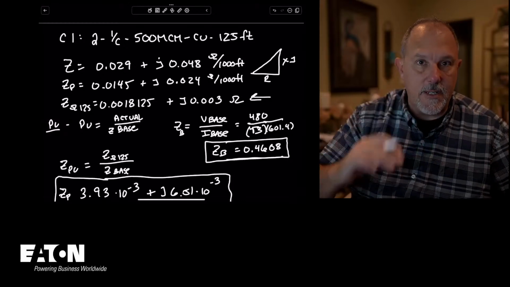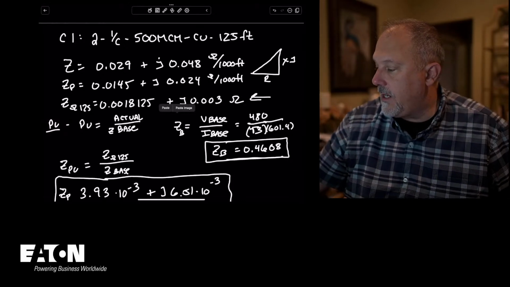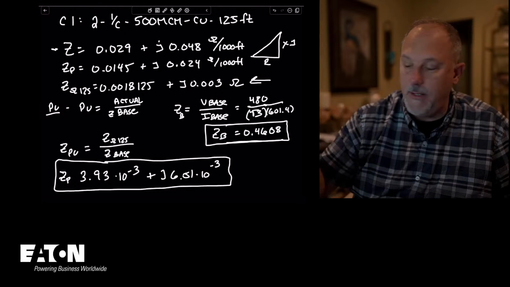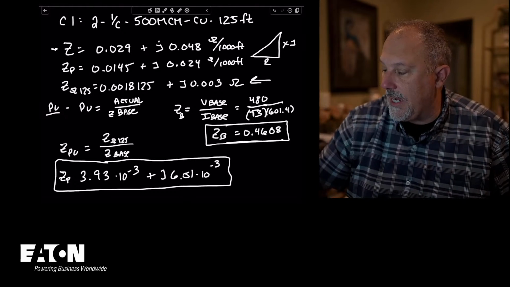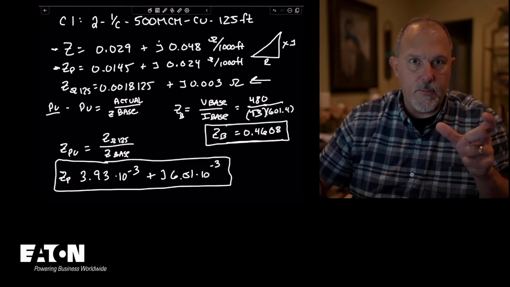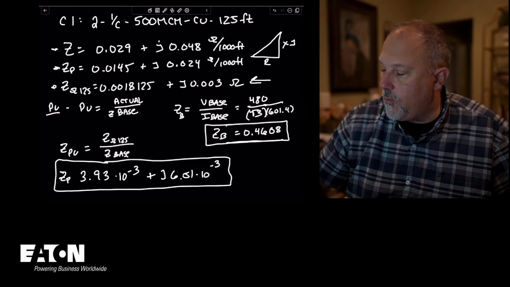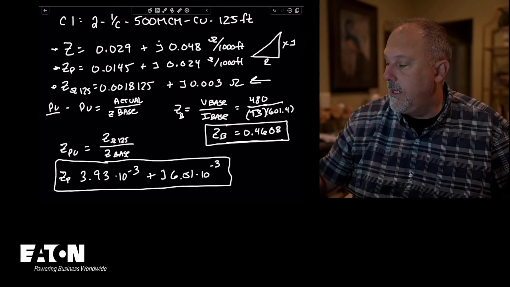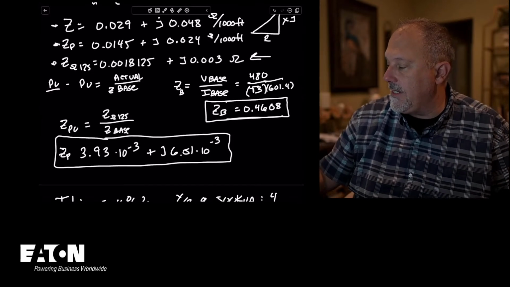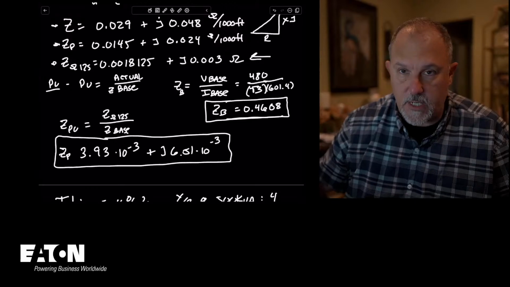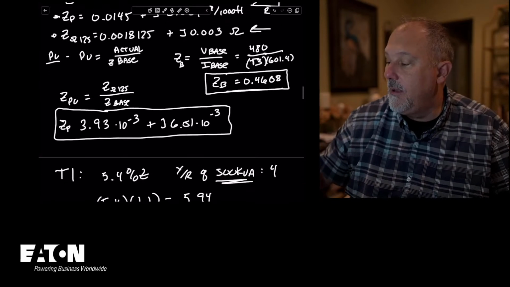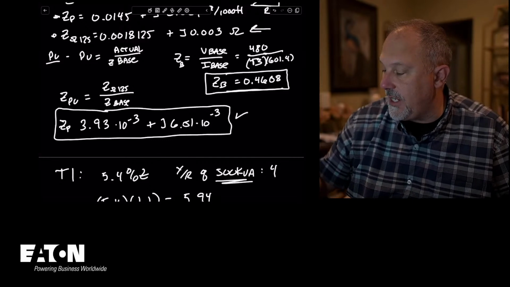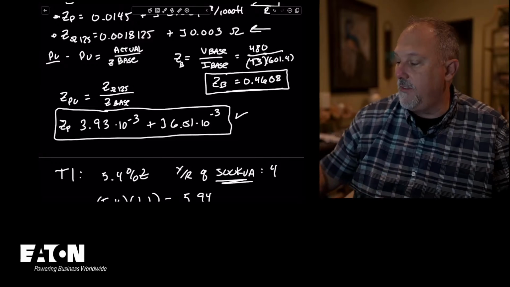Then we took each of the conductors. For conductor 1, we calculated the ohms per 1,000 feet. First we got this from table 9. Then we did our 2 conductors per parallel by dividing them in half. Then we figured the 125 feet instead of 1,000 feet. Then we calculated the per unit value by taking the base value of 0.4608 and dividing that number by 0.4608, and we got 3.93 times 10 to the negative 3 plus J 6.51 times 10 to the negative 3.